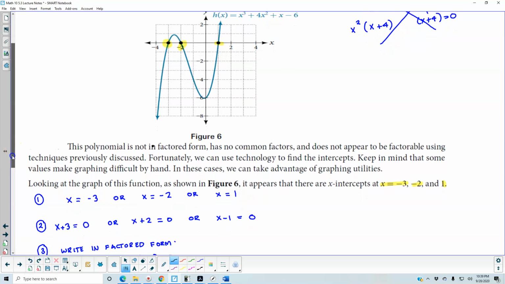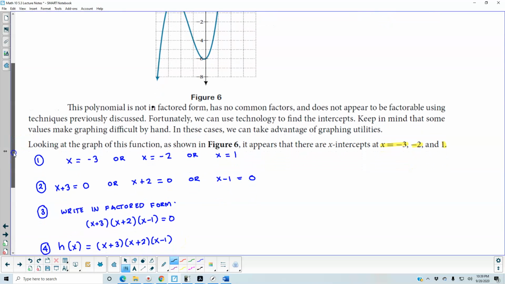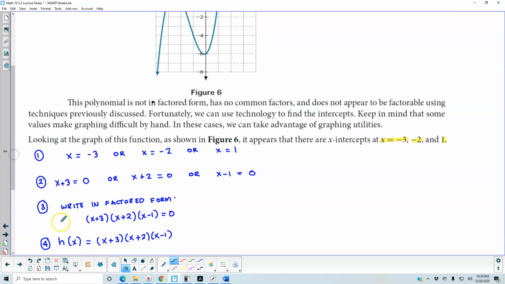Well, we would write this in factored form. And by writing it in factored form, it would be x plus 3 times x plus 2 times x minus 1, and that's equal to 0. So now we can write this in terms of a function. We can say that h of x is going to equal x plus 3 times x plus 2 times x minus 1, again, getting that information from the graph.